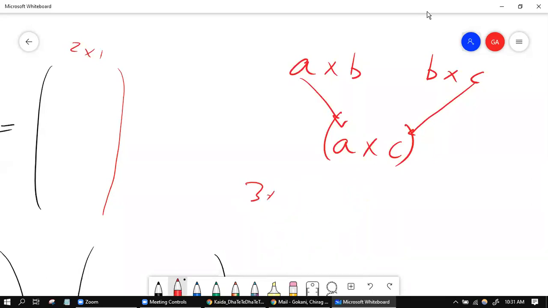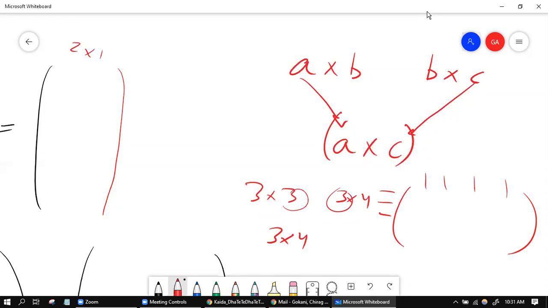What about 3 by 3 times 3 by 4? Is this possible? Yes, because 3 equals 3. What is the dimension of your answer? 3 by 4. Your answer will be 3 by 4, and so it'll have 3 rows and 4 columns. Make sense?